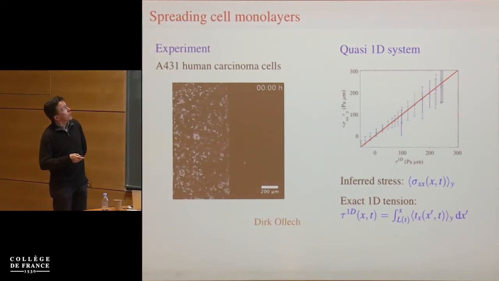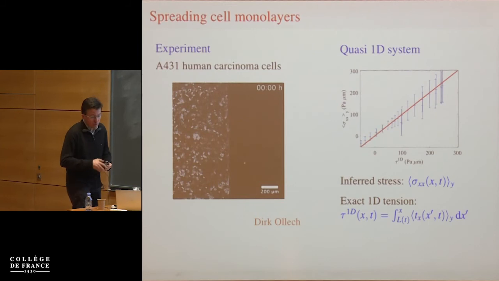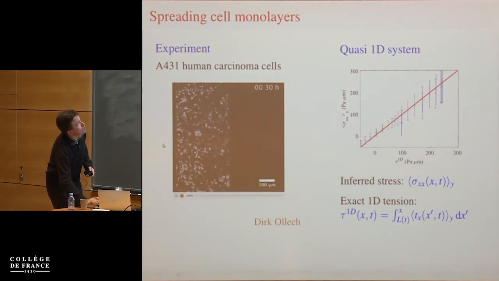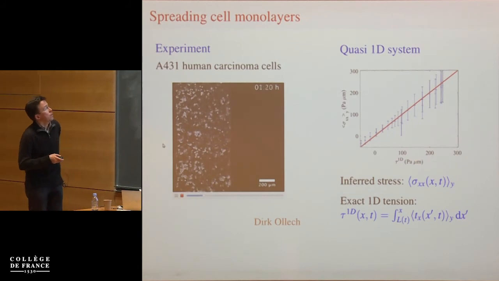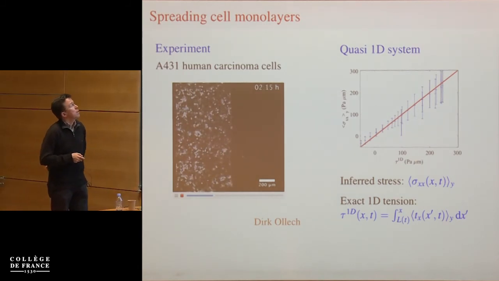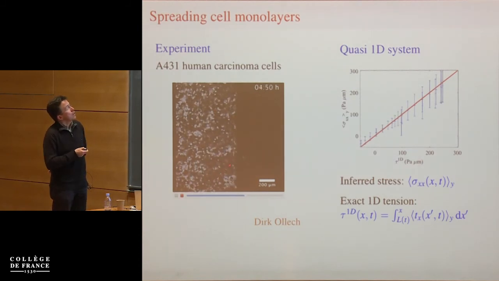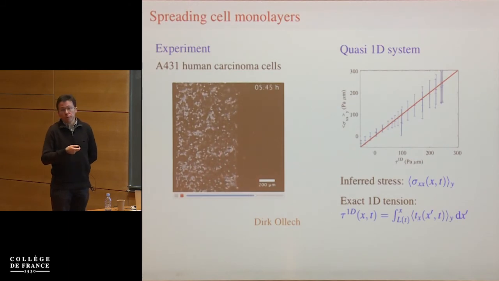Now I would like to come back a little bit to the epithelial spreading experiment. This work has been done in collaboration with Ada Cavalcanti in Heidelberg. So the cell type is different. Here we are using carcinoma cells, not epithelial cells. And this is a good example of the quasi-1D system that I mentioned at the very beginning.